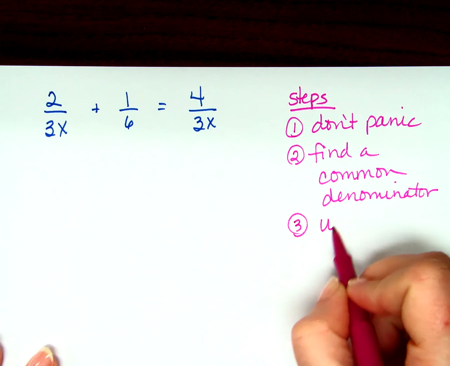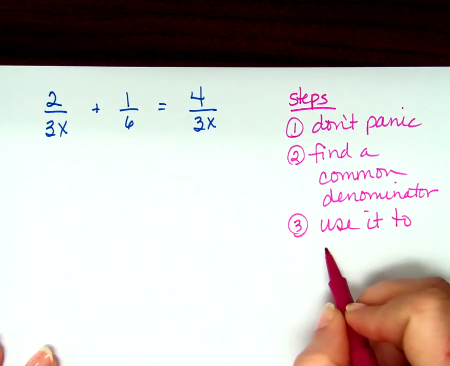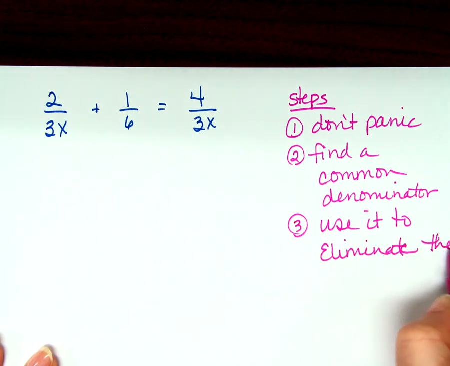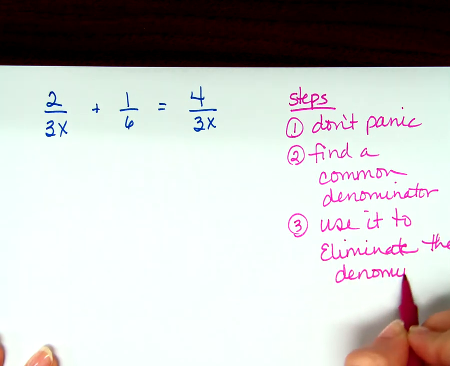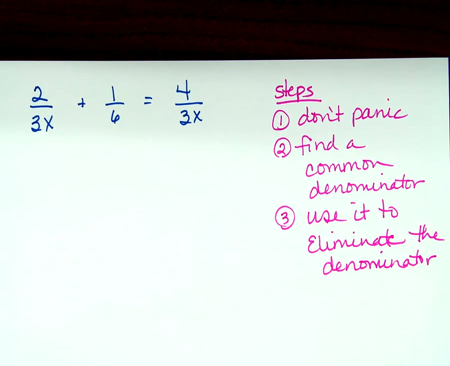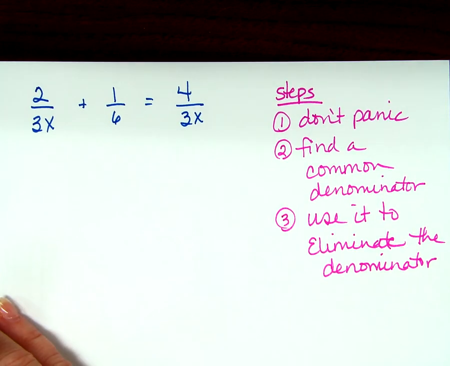Step 3, use it to eliminate the denominator. So in a way, we are becoming denominator assassins. But that's not illegal. Only denominator assassins is not illegal. Regular assassins, that's illegal. So I don't want you to be a regular assassin, just a denominator assassin. Is that okay? Okay. So here's what I mean by use it to eliminate the denominator.